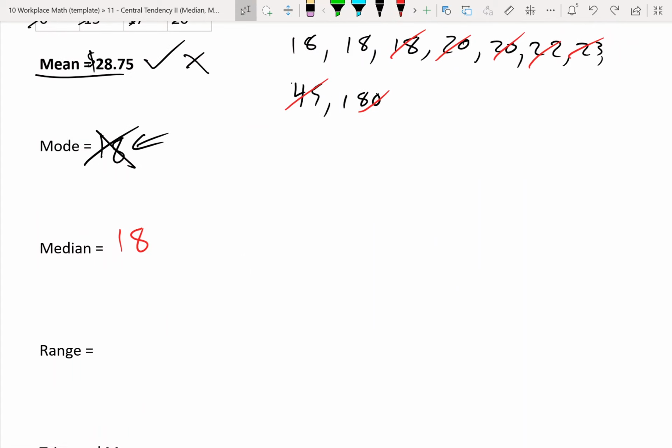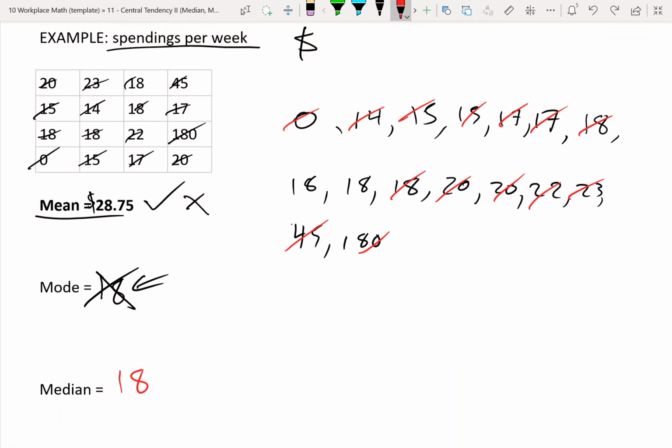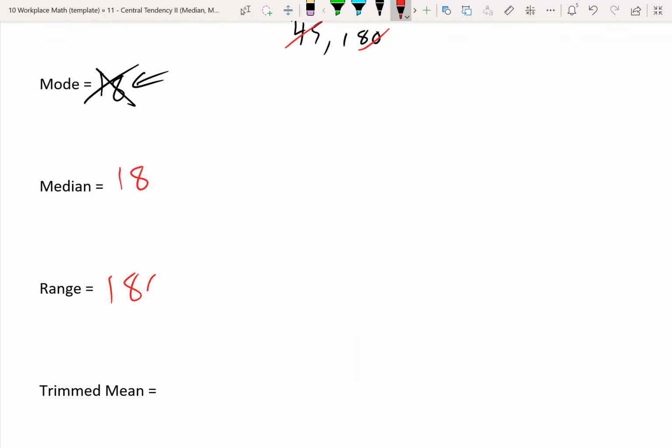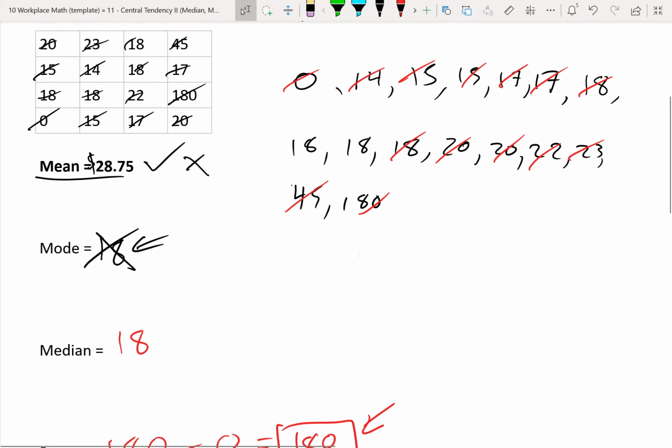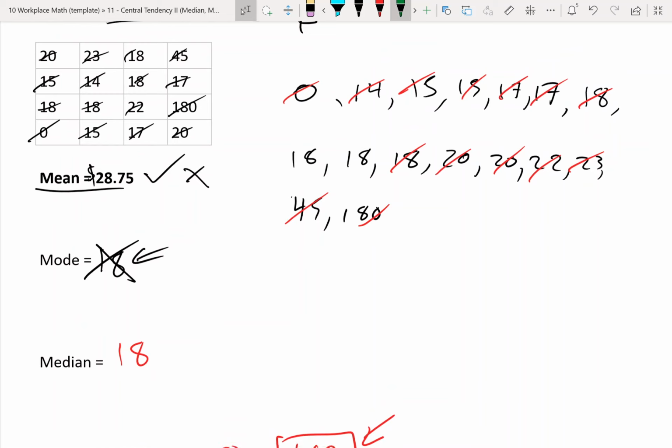Now, we've got to do the range. The range is when you take the biggest number and subtract the smallest. So 180 is the biggest, you subtract the smallest, 0, and get 180. A range of 180 means there's a huge gap, which means that there are going to be some numbers that are probably not very reliable. So that leads me to want to do a trimmed mean. I want to cancel out some stuff. For a trimmed mean, you usually just take off the top number and the bottom number. If we recalculated the average without these, it's probably going to be a lot better. We could do more, but let's just take off those ones.